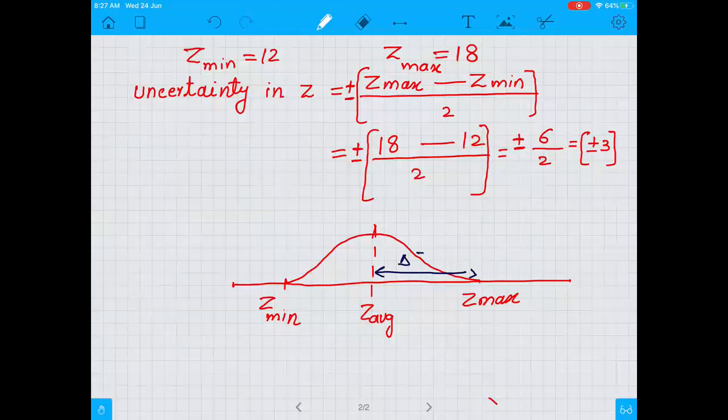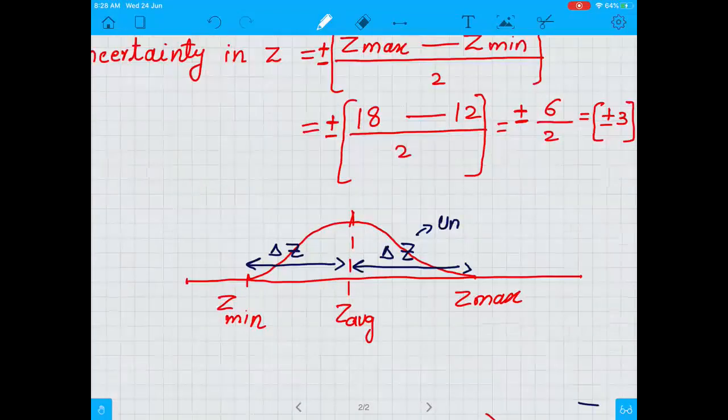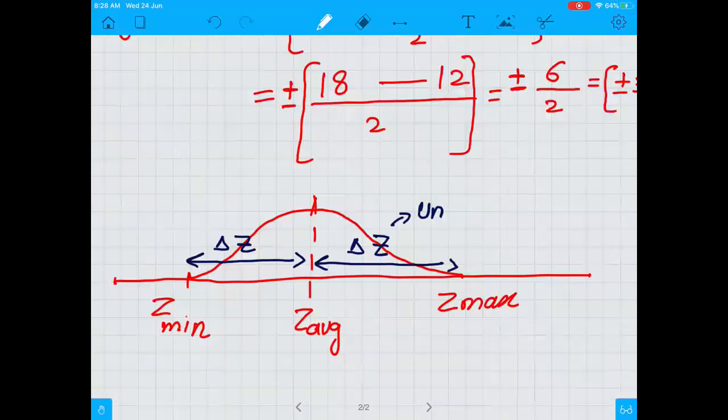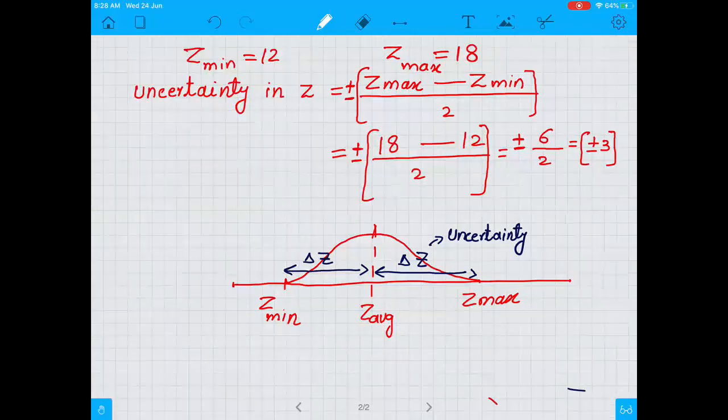this is delta Z. And delta Z is the uncertainty. As you see, delta Z on both the sides is equal to the half of the range. What is the range? The difference between minimum and maximum is called the range. If you make the range half, then it is the uncertainty. Just for example, from this point to this point, it is the range of Z.